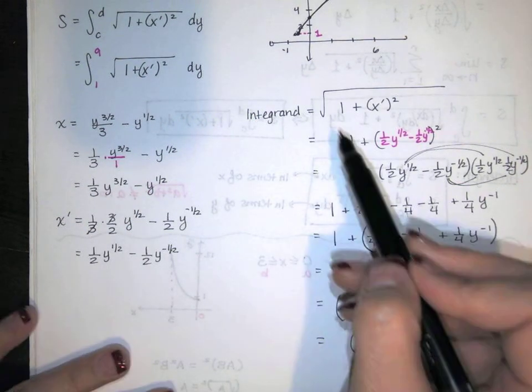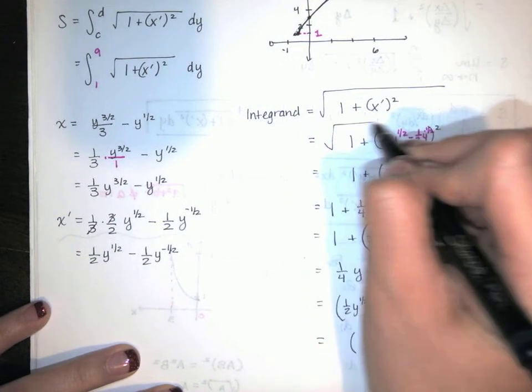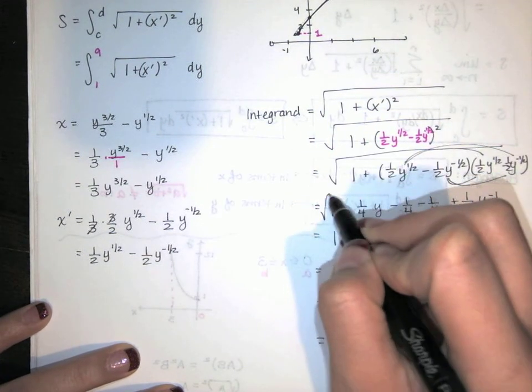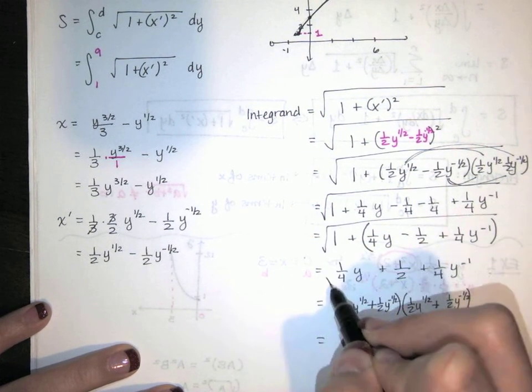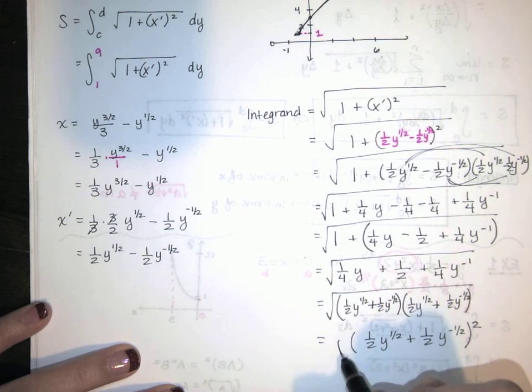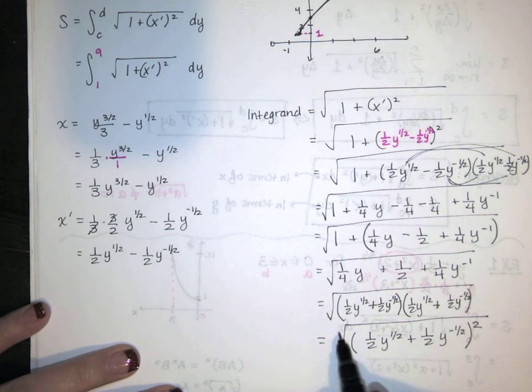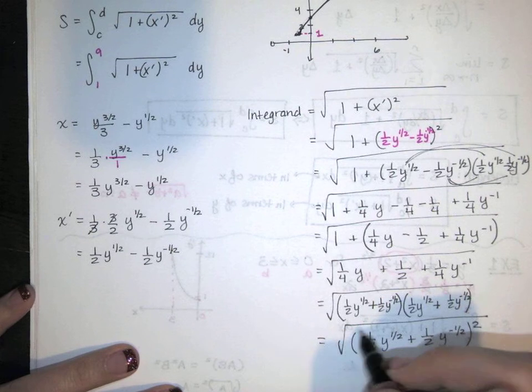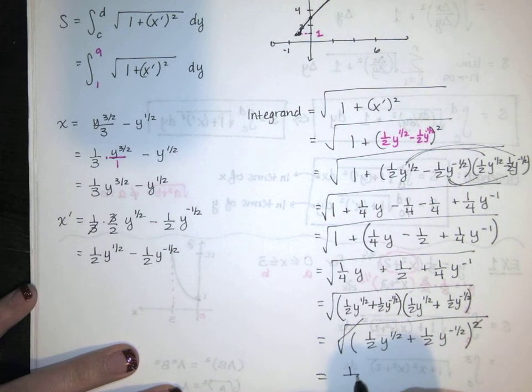The integrand is the square root of that. So it's the square root of this, which is the square root of this, which is the square root of this. I'm just going to put my square roots in everywhere so that they're actually equal to each other. And watch this. This is always positive. If I take the square root of something squared, I'm just going to get that back.